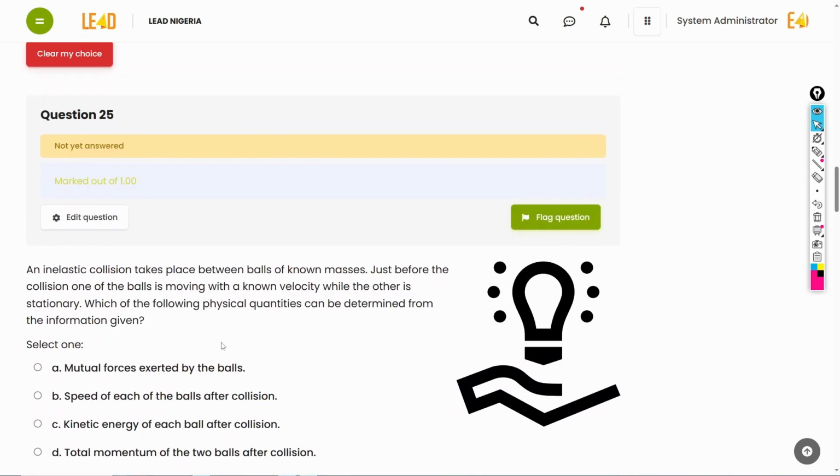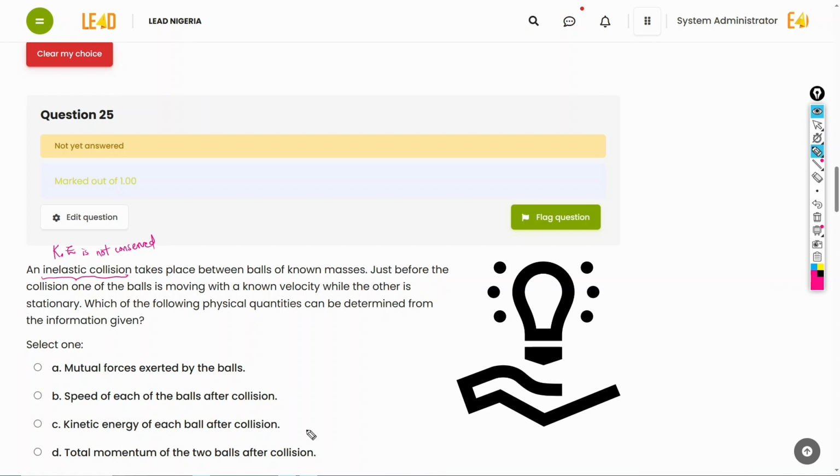25. An inelastic collision takes place between balls of known masses. Just before the collision, one of the balls is moving with a known velocity, while the other is stationary. Which of the following physical quantities can be determined from the information given? All right, so let's talk about it. It's inelastic. So if it's inelastic, that means that kinetic energy is not conserved. It's only conserved in elastic collisions.